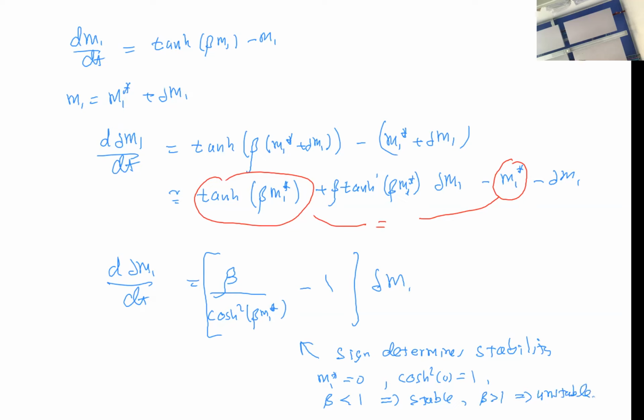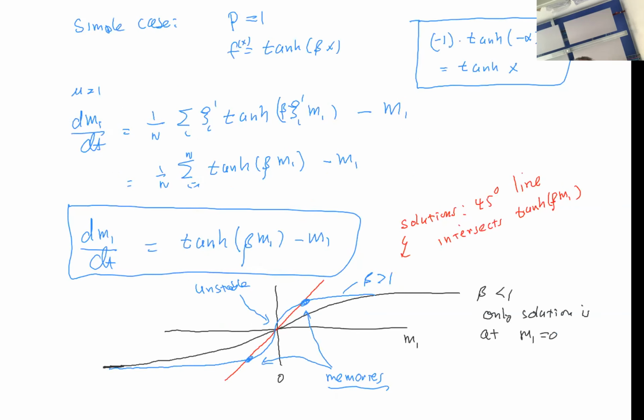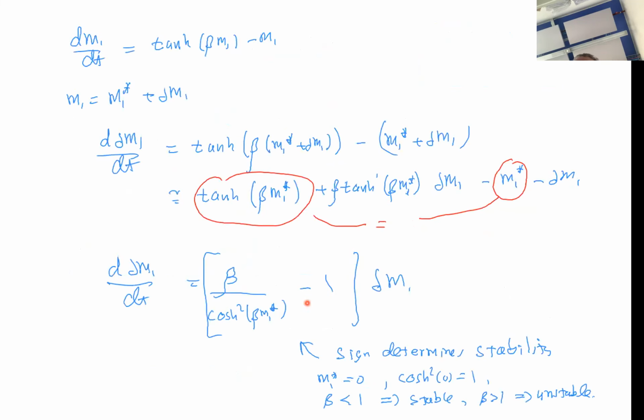Okay. And for the other fixed points, you don't need fancy math. You can just look at the slope here, which is all that matters. The slope here is less than 1, as long as beta is greater than 1. So as soon as these memories appear, they're stable, and that's unstable. Okay. So that was the one memory model.